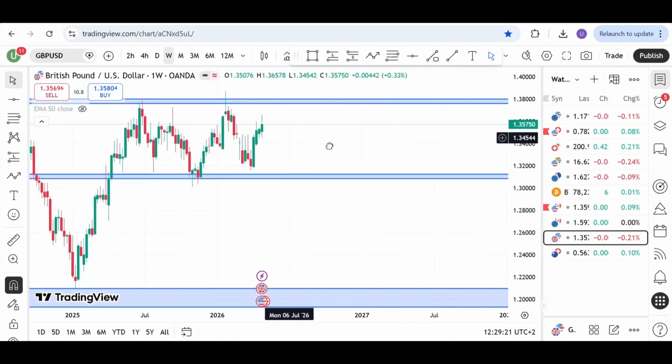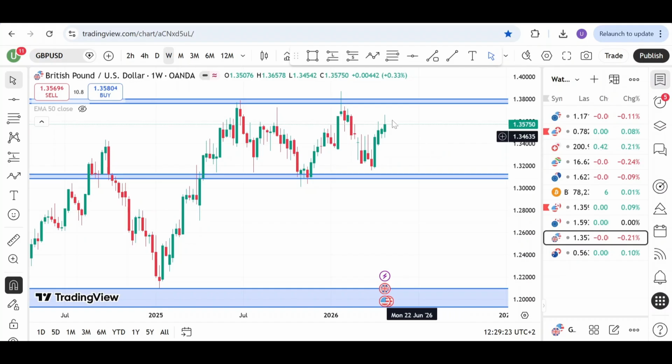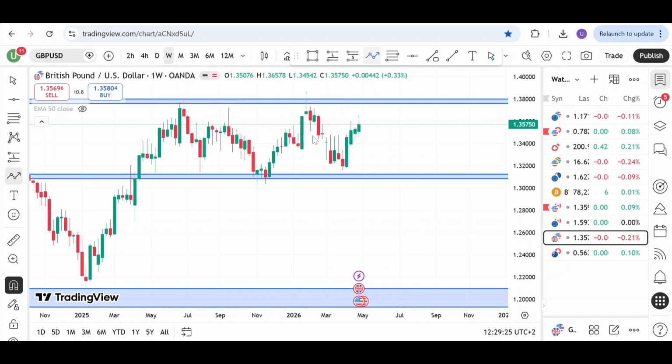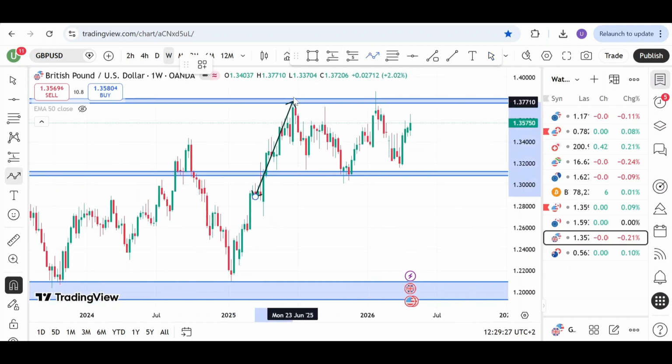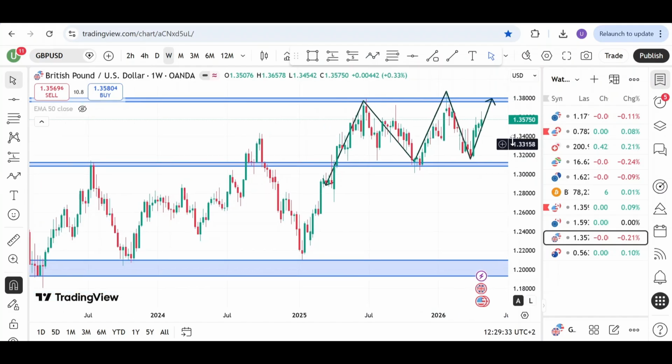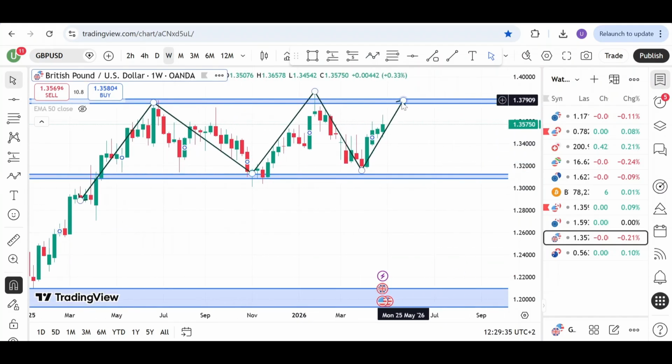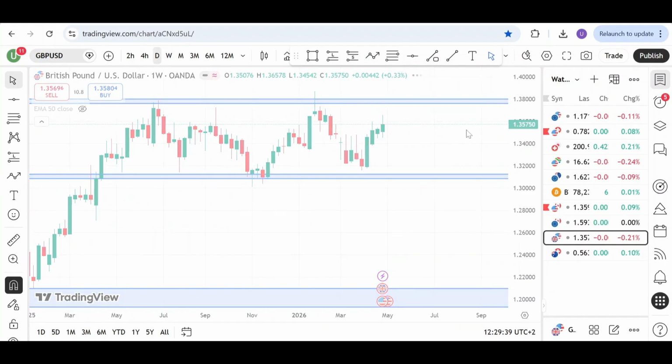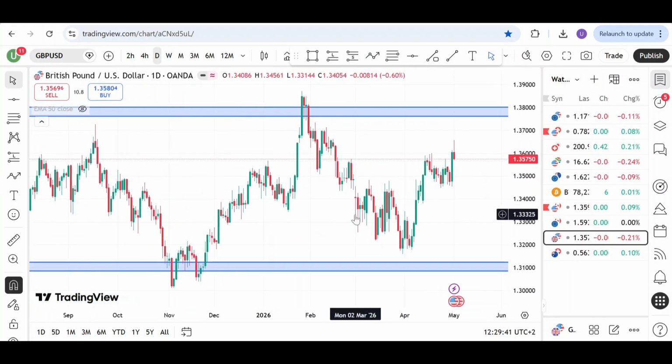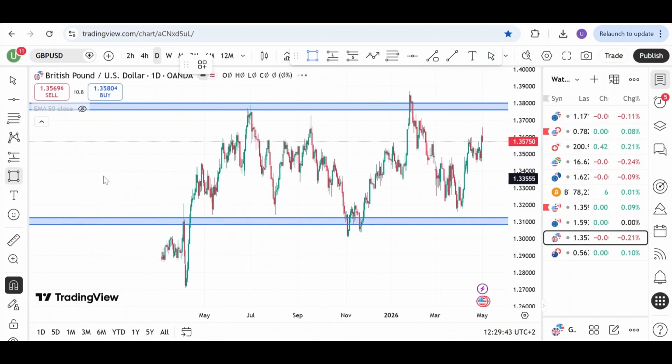Now we are in a range or a consolidation, but on an uptrend level. Break of structure creating a higher low here, equal high, equal low here. Can expect the completion of this move here. So let's go to a daily time frame and see what's really going on.